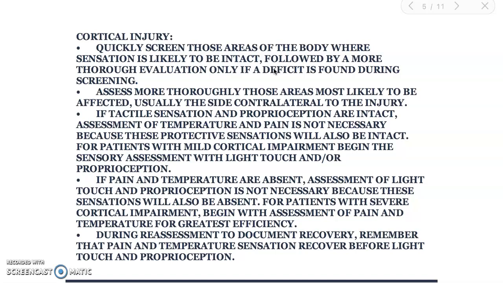key points. So for cortical injury, we want to quickly screen the areas of the body where sensation is likely to be intact, followed by a more thorough evaluation only if a deficit is found during the screening. So we want to assess more thoroughly the areas that are more likely to be affected, which is usually the side contralateral to the injury. If tactile sensation and proprioception are intact, then assessment of temperature and pain is not necessary. And then on the contrary, if pain and temperature are absent, then the assessment of light touch and proprioception is not necessary because those sensations will also be absent.